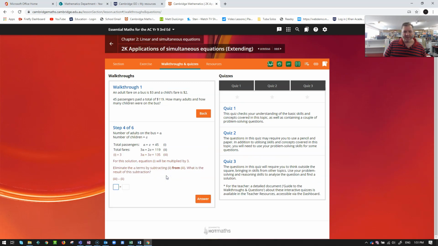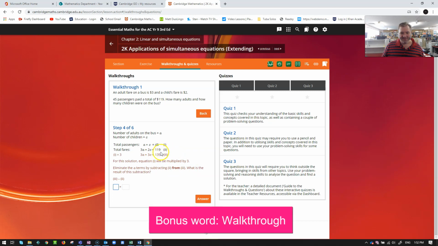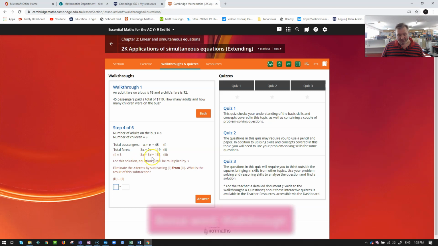Next step here. Number of children on the bus, well, we're still going, so they're working through. They've now found 3 times that. What am I going to do? Am I going to add or subtract? I think that's what it says. By subtracting 2 from 3. So they want me to subtract this 2 from 3. Why did they choose to do it that way? Well, you can see 135 is larger than 119. 3C is larger than 2C. We're going to end up with that positive C. That's what we want to do. So 3 minus 2. 3A minus 3A disappears. 3C minus 2C is just C. And 135 minus 119 is 16.